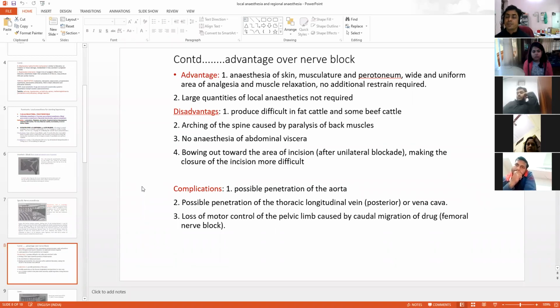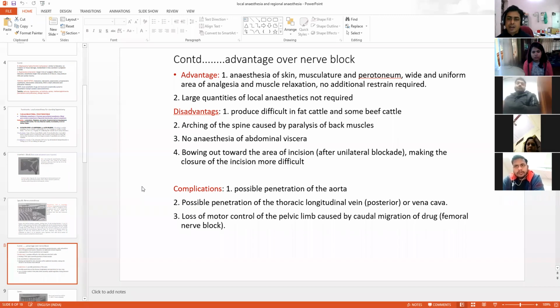Disadvantages: the procedure is difficult in fat animals, fat cattle, and some beef cattle. In animals with more muscle, it is sometimes difficult to palpate the lumbar transverse processes of the lumbar vertebrae. Arching of the spine is caused by paralysis of back muscles. Sometimes a faulty injection leads to paralysis of back muscles. And in this case, there is no anesthesia of the abdominal viscera. We will not get anesthesia of the visceral organs with this. These are the disadvantages of this technique.